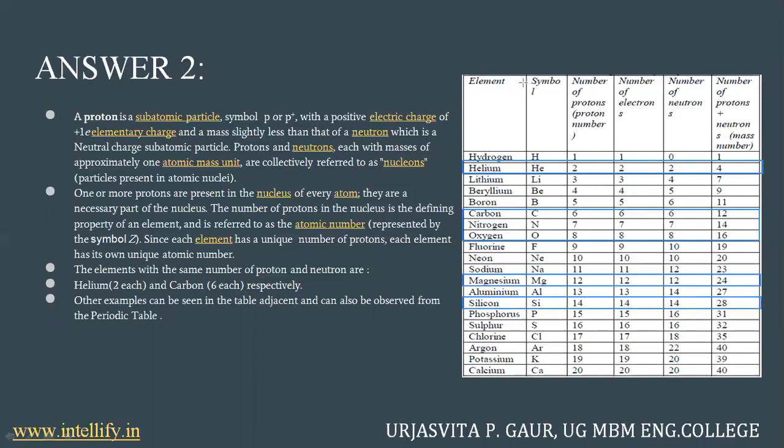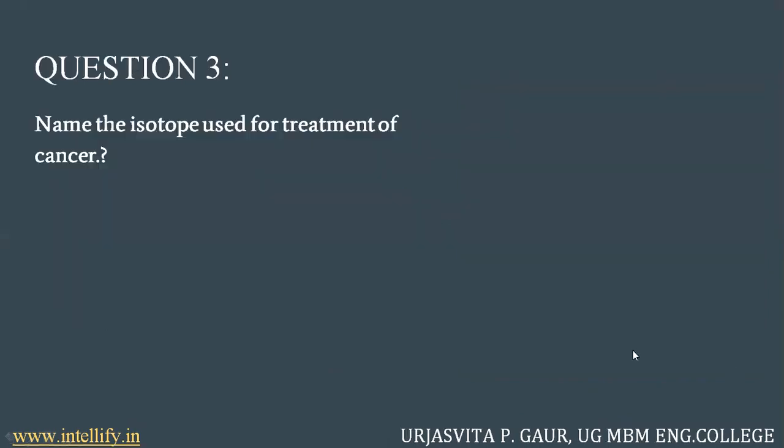There are a lot of examples. We're just taking a few of them. For more examples, you can refer to the periodic table, and in this table also you'll find a couple of them. So with this, we come to the end of the second question, and now let's move on to the third question, which is to name the isotope used for the treatment of cancer.